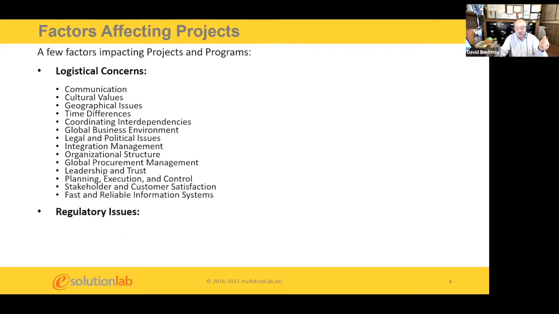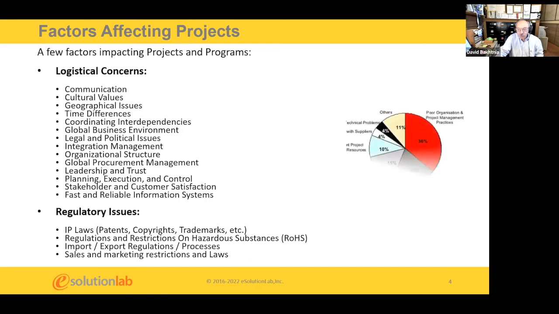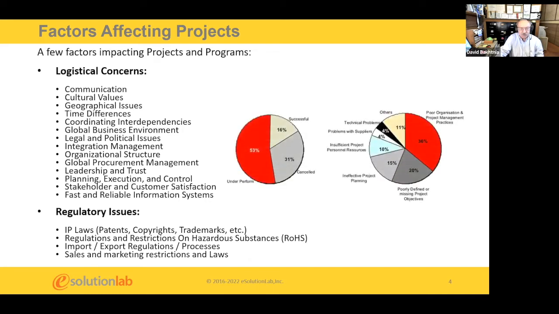What are we doing with regulatory issues? Are we capturing IP laws and aligning whatever we're doing with regulations and restrictions on hazmat and other areas? Are we following the import and export processes? What about the ad hoc, something comes up and government stops importing or exporting from a different area? So many different factors affect the success or failure of a project.